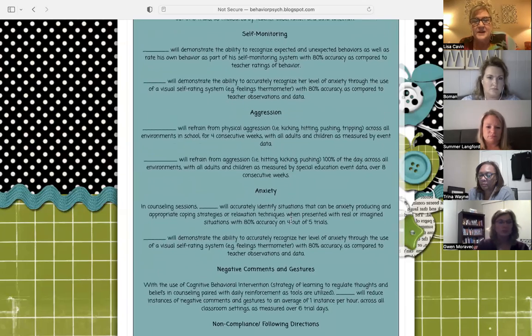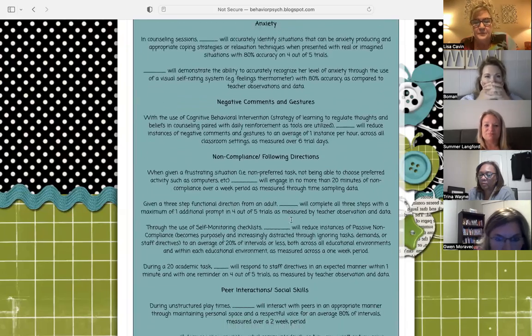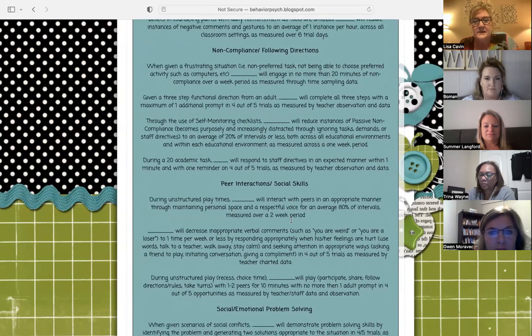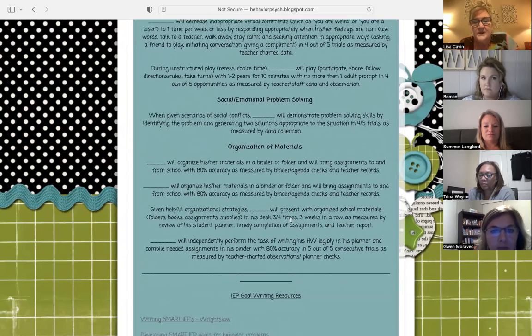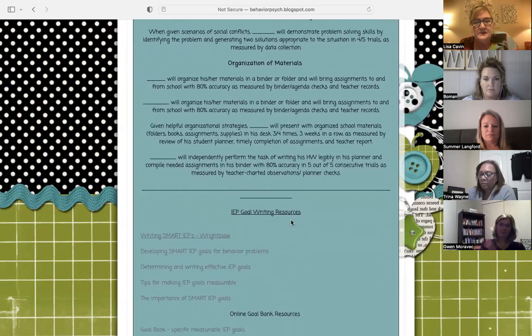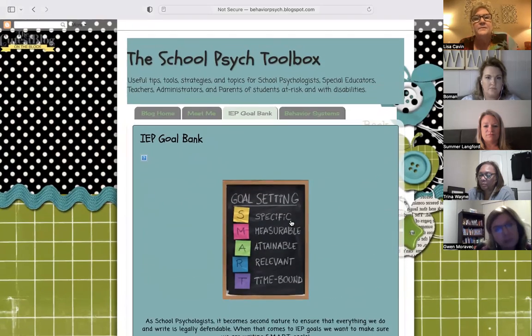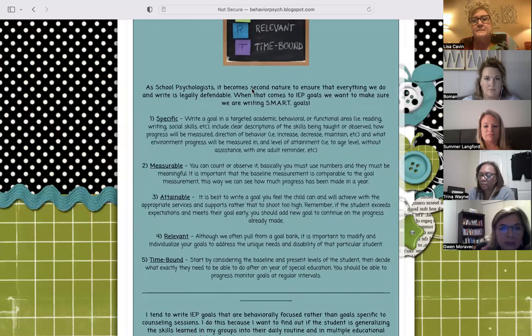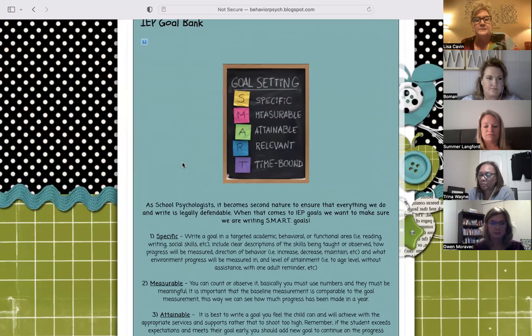And then you can see there are other examples here, anxiety. And on some of those behaviors that are really dangerous behaviors, I've got no problem with it being 100%. Exactly. They've got examples for peer interaction, organization. So I actually got this off of a blog that a school psychologist writes. And I'll post that link on the Canvas tonight, if you want to look back at it.